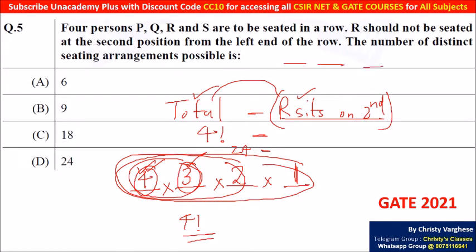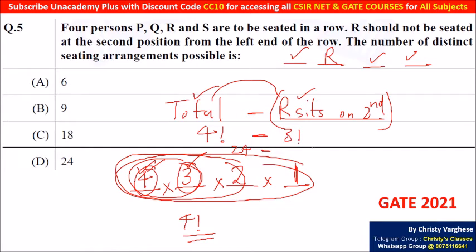24 minus. Now R sitting on second spot. R sitting on second spot means you have fixed R on the second spot. How many arrangements are there? Then there are 3 spots remaining and 3 people are there. As I told, if n spots and n people are there, n factorial arrangements are there. So now 3 people and 3 spots are remaining. So 3 factorial arrangements will be there.